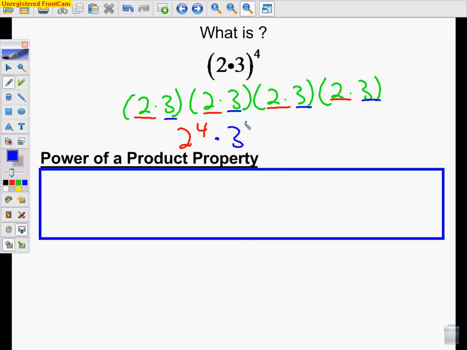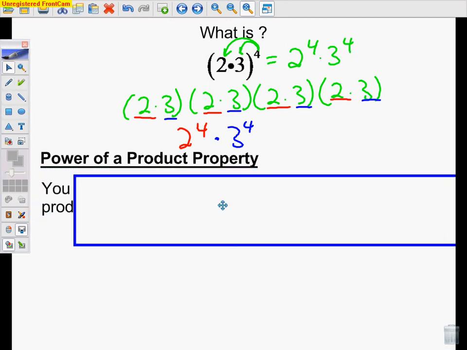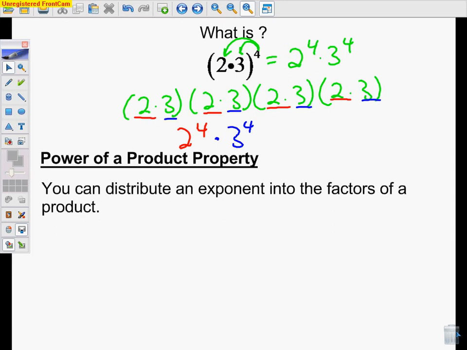3 to the 4th. But if you recognize at the beginning, what you could have done is just taken this 4 and distributed it to the factors. 2 to the 4th times 3 to the 4th. Okay? So you don't have to do the expanded form. That's called the power of a product property. You can distribute an exponent into the factors of a product. Now this is important, the factors of a product. You can distribute the exponent when the terms on the inside are being multiplied together.